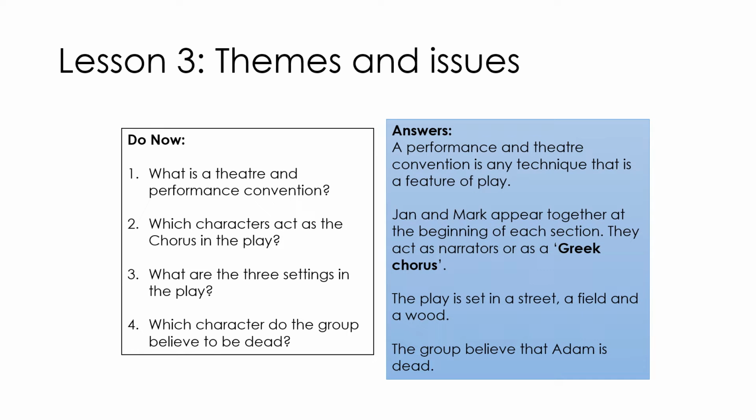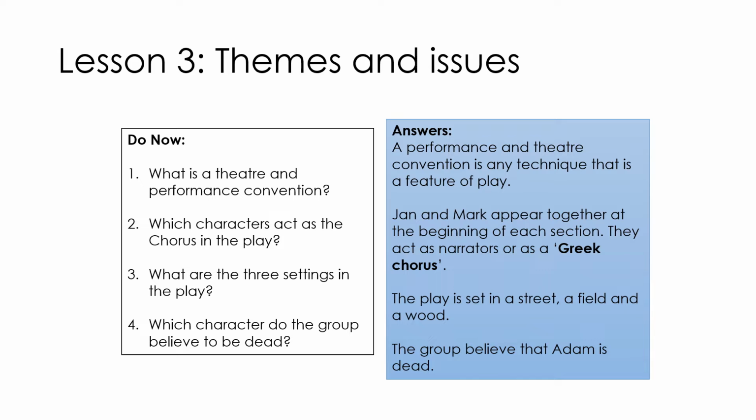So question number 1, what is a theatre and performance convention? We explored that in our last lesson together. A performance and theatre convention is any technique that is a feature of the play. Number 2, which characters act as the chorus in the play? So Jan and Mark appear together at the beginning of each scene and they act as narrators or as a Greek chorus. And that might link in with the knowledge of Greek theatre that you gained in Year 9.